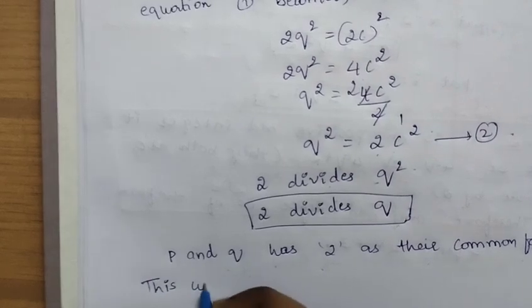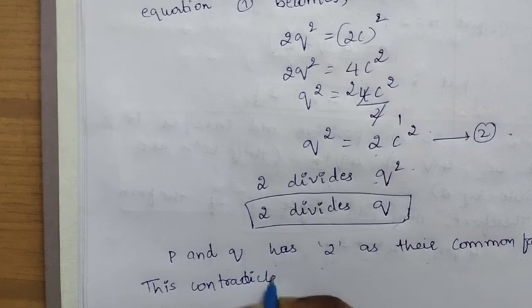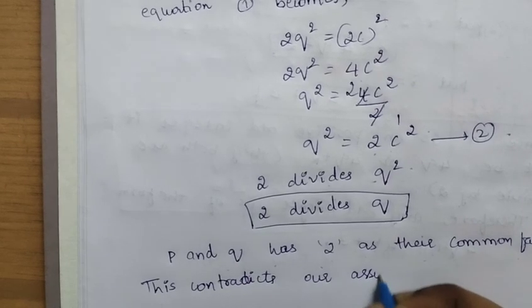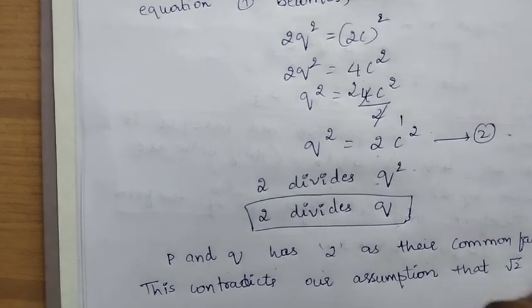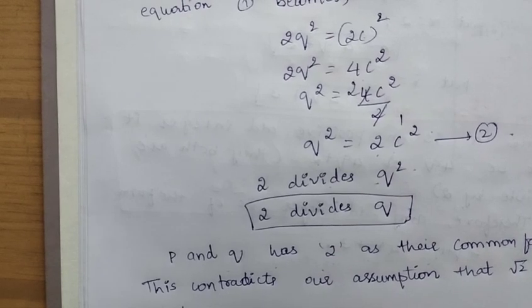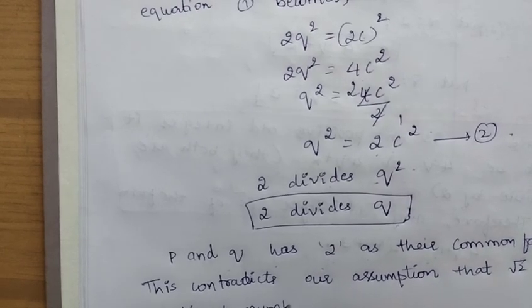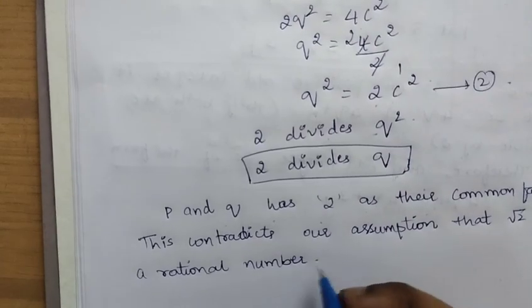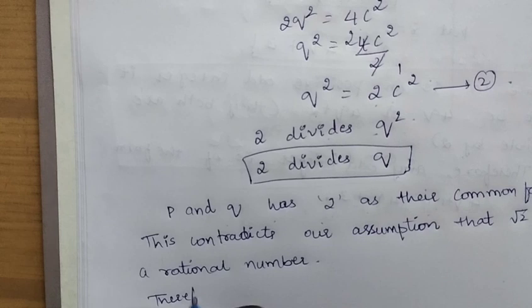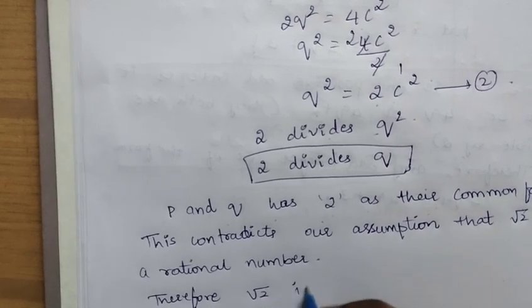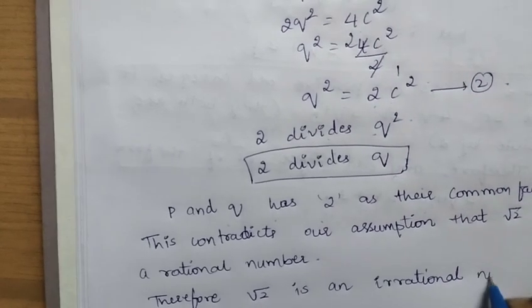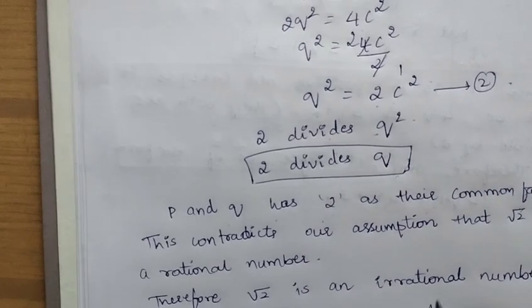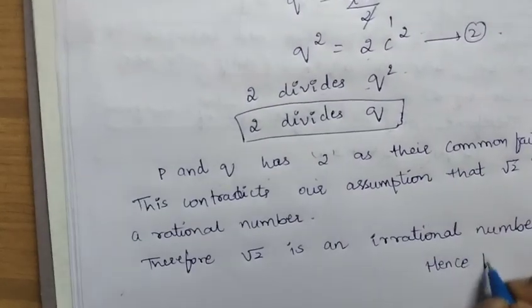This contradicts our assumption that root 2 is a rational number. Therefore, root 2 is an irrational number. Hence proved. So this is the proof for the given question.